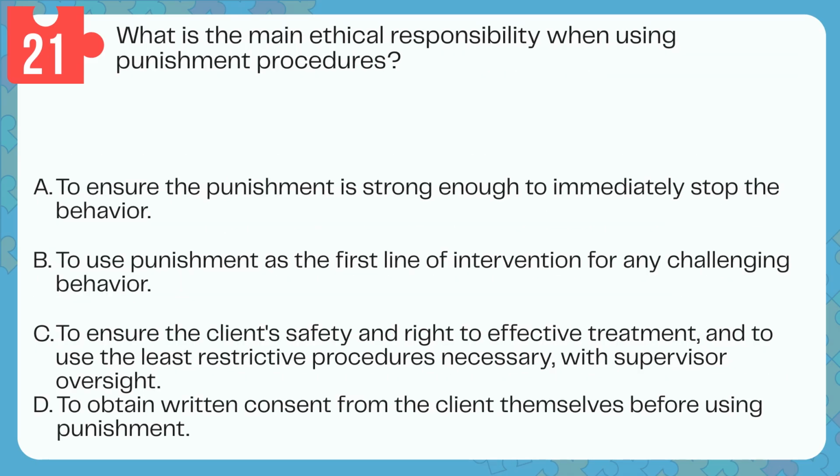Question 21. What is the main ethical responsibility when using punishment procedures? A. To ensure the punishment is strong enough to immediately stop the behavior. B. To use punishment as the first line of intervention for any challenging behavior. C. To ensure the client's safety and right to effective treatment, and to use the least restrictive procedures necessary, with supervisor oversight. D. To obtain written consent from the client themselves before using punishment.